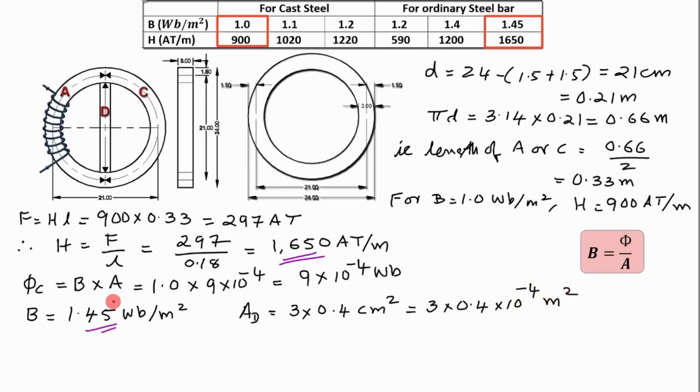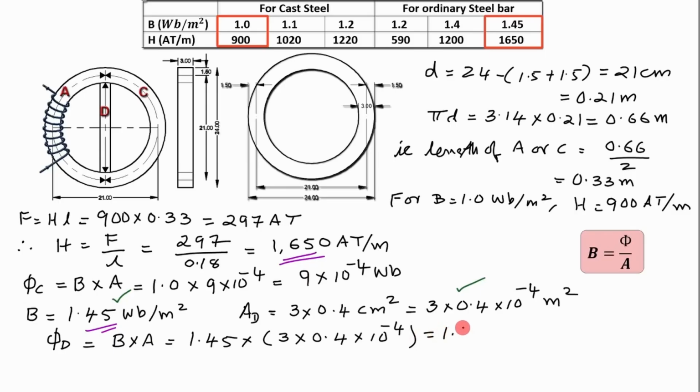The middle bar flux density is 1.45 and area of cross section is 3 into 0.4 into 10 raised to minus 4 meter square. Therefore, flux through the middle path phi D is equal to B into A, which is 1.45 into 3 into 0.4 into 10 raised to minus 4. This is equal to 1.74 into 10 raised to minus 4 Weber.